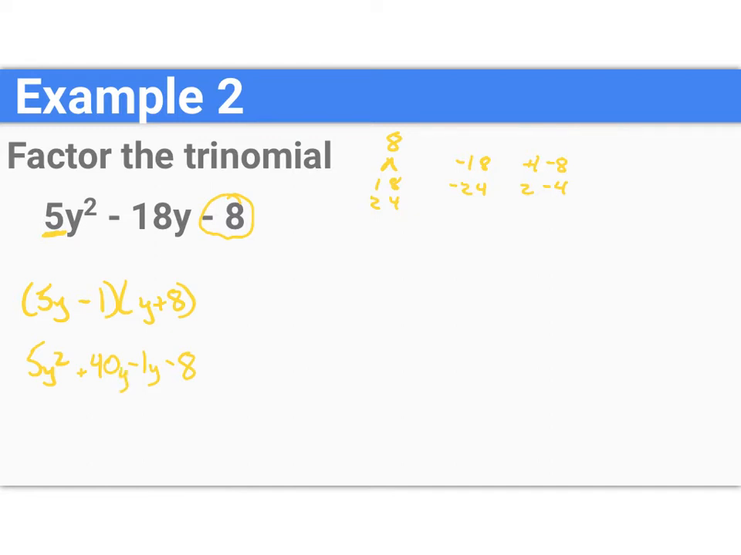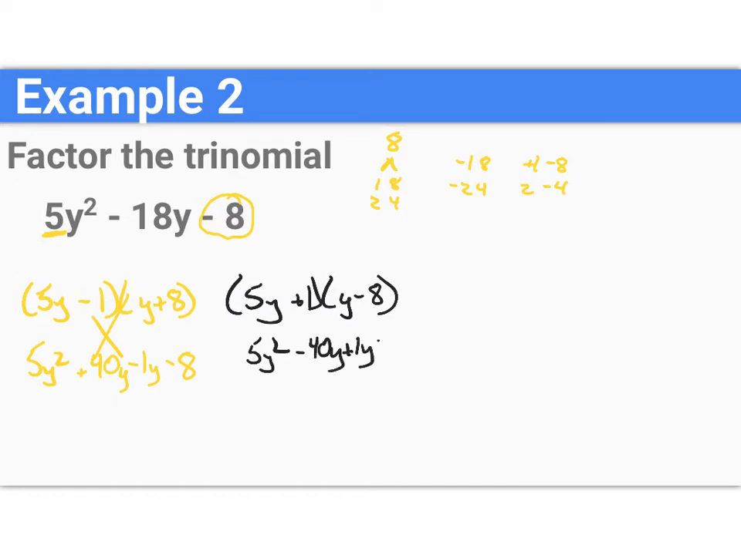That will give us 39. This does not work. Okay, so let's try a different one. So let's try 5y plus 1 and then y minus 8. And this gives us 5y squared, outers minus 40y, inners plus 1y minus 8. Okay, this doesn't work. All right, so let's try another one.